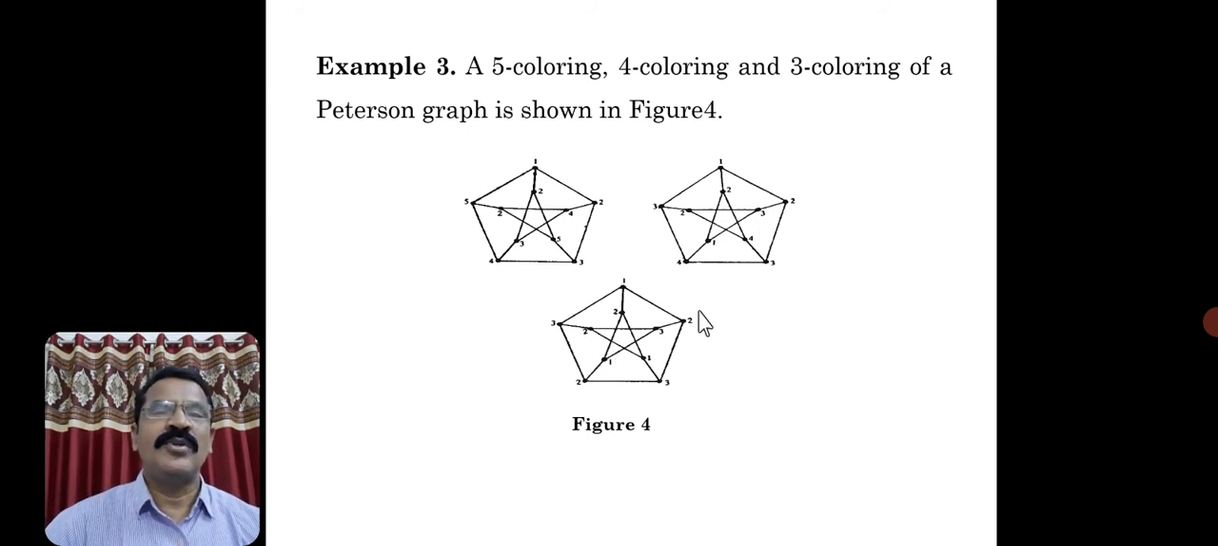But is it possible to reduce the number of colors by 1? It is not possible. So ultimately we have reduced the number of colors step by step, and therefore the chromatic number of the Petersen graph is 3. So this is how we got the chromatic number for the Petersen graph also.